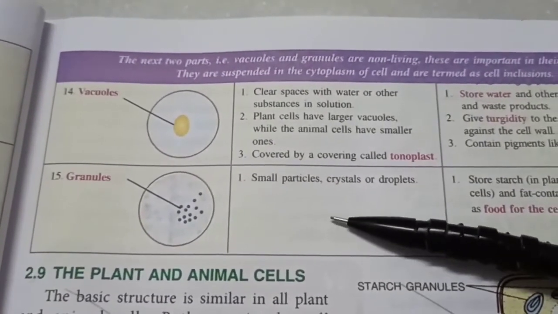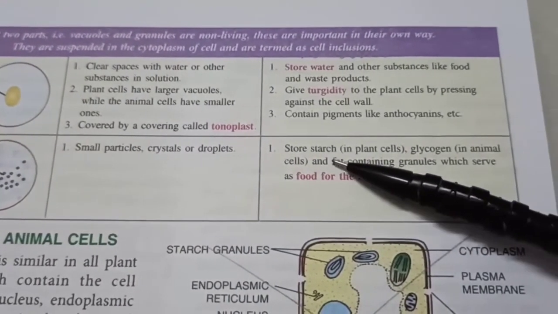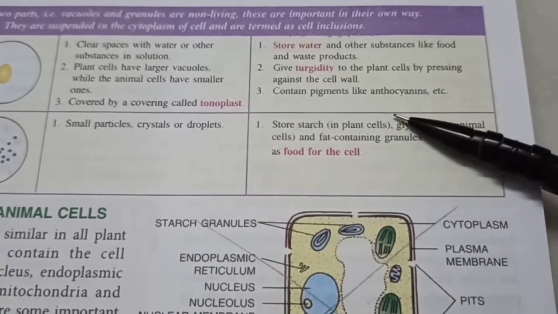And finally, granules. They are small particles, crystals or droplets. They are just food for the cell. Example, starch in plant cells, glycogen in animal cells, and even fat droplets.